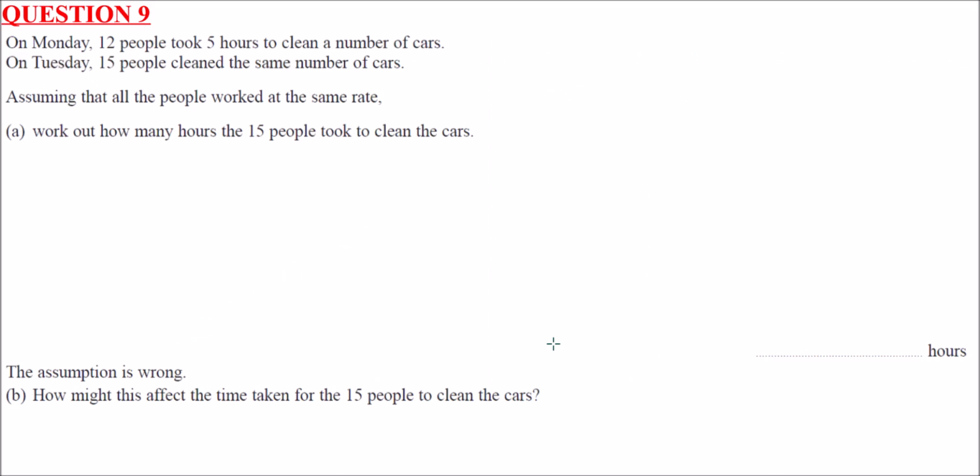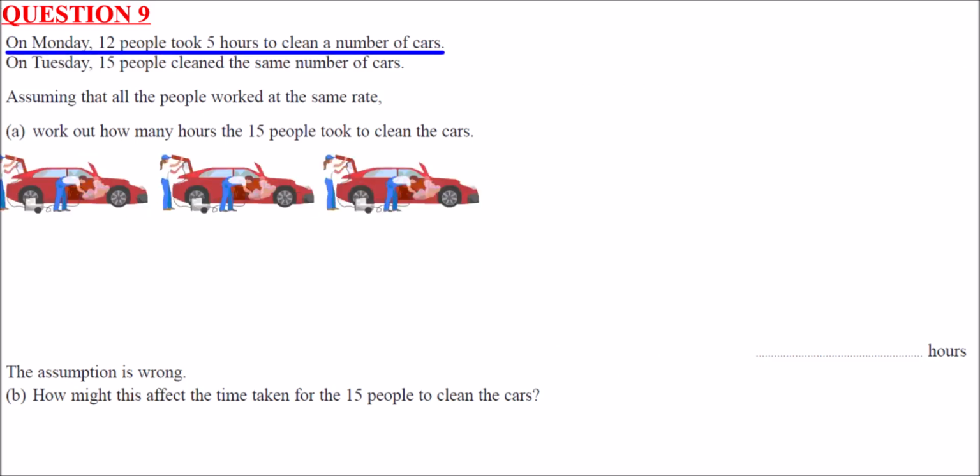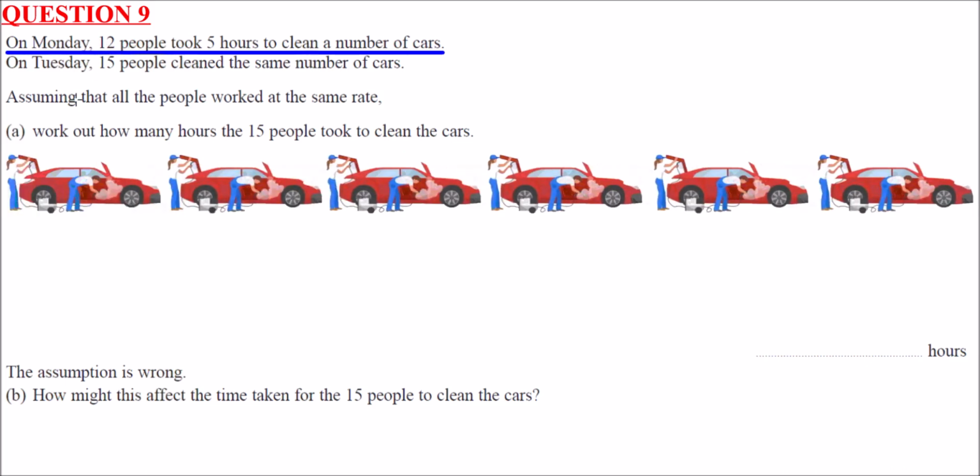Question 9. On Monday, 12 people took 5 hours to clean a number of cars, it says. So, what to do here? Let's imagine all these people at work. So imagine 12 people, 1, 2, 3, 4, 5, 6, 7, 8, 9, 10, 11, 12 of them cleaning a number of cars. I don't know how many cars there are. I've made up 6. It doesn't really matter. But all these 12 people have worked for 5 hours each.